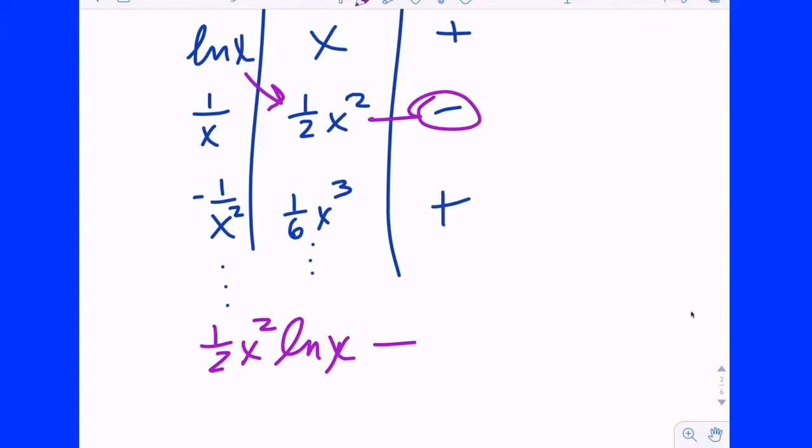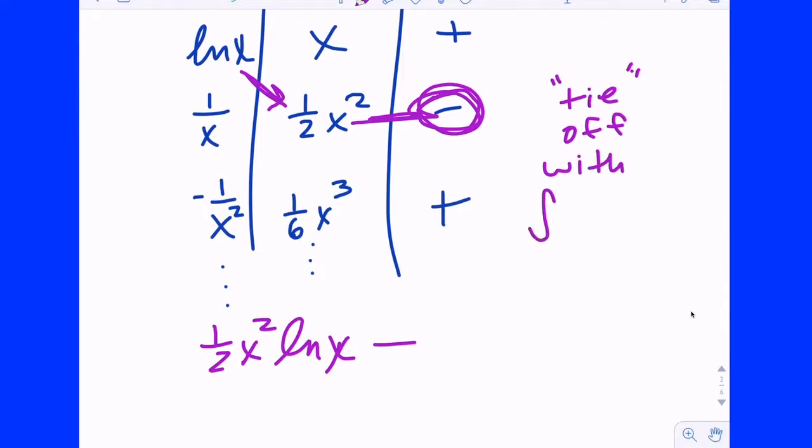So here's the deal. Once you do your first diagonal product, you could do what I call, you can tie off the process. How do you tie off the process? Well, once you finish that first diagonal product, pick up the sign of the next term, and you tie off with an integral of your horizontal product. Okay, you got to tie it off with the integral of your horizontal product. So here's the minus, put the integral.